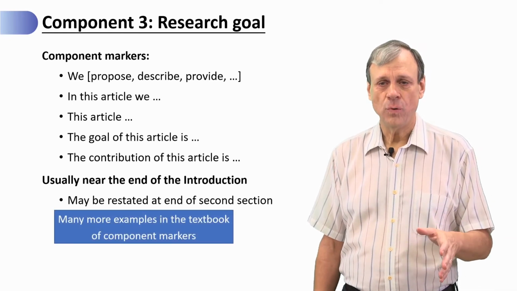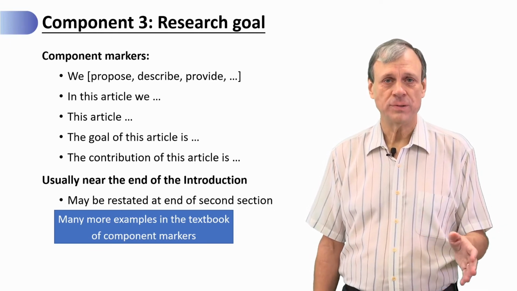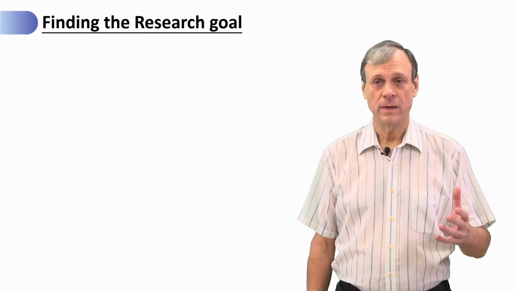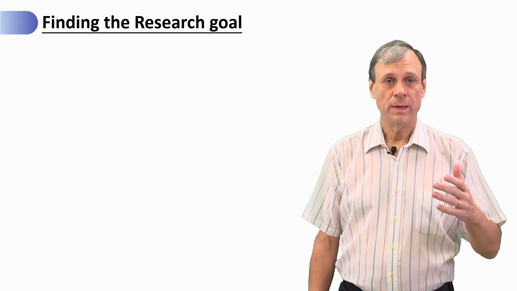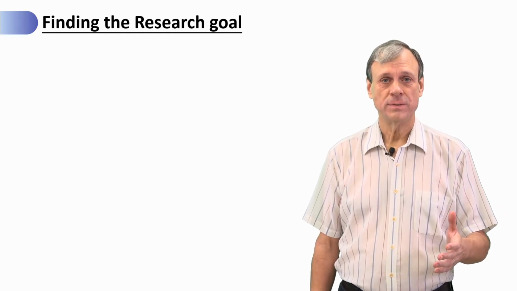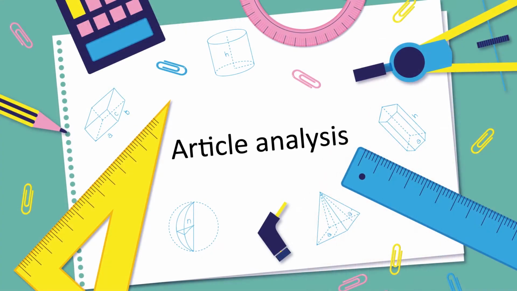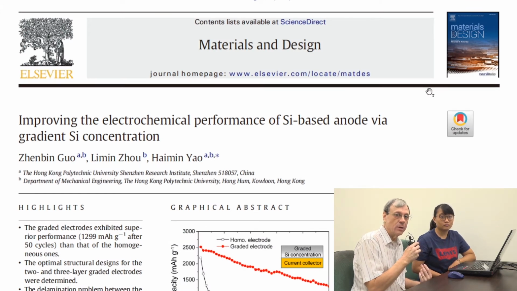Now, there are many more examples in the textbook of component markers, so make sure you take a look at that. Okay, now the graduate students that are helping in this course are going to show you how to find the research goal in their particular articles, so that you can do the same with your exemplar. Okay, so now Wendy's going to show us how to find the research goal in her article.